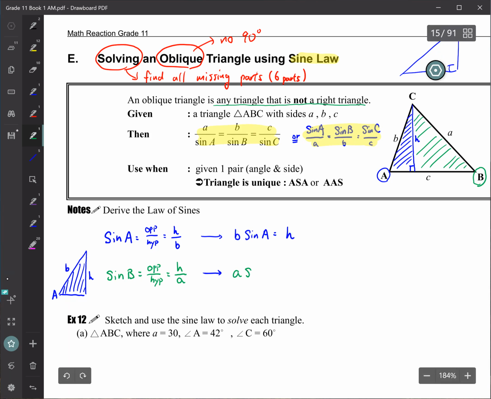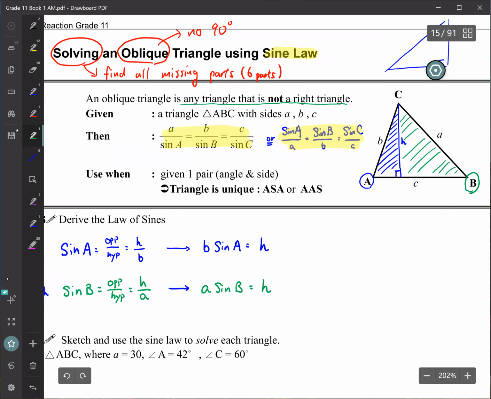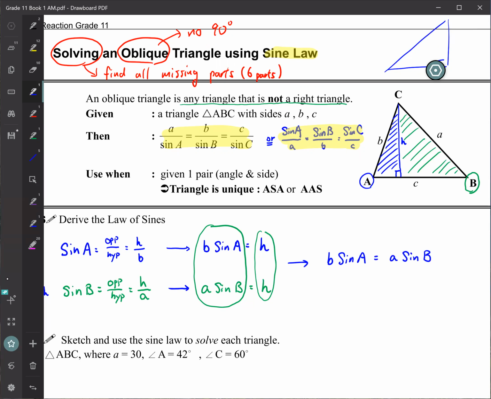So I get A sine B also equals to height. So of course, within this triangle, the height is the same, right? So H should equal each other, right? These H should equal each other. So that means these two should equal each other as well, right? So from here, I can say B sine A should equal to A sine B because they're both the height. Any questions?